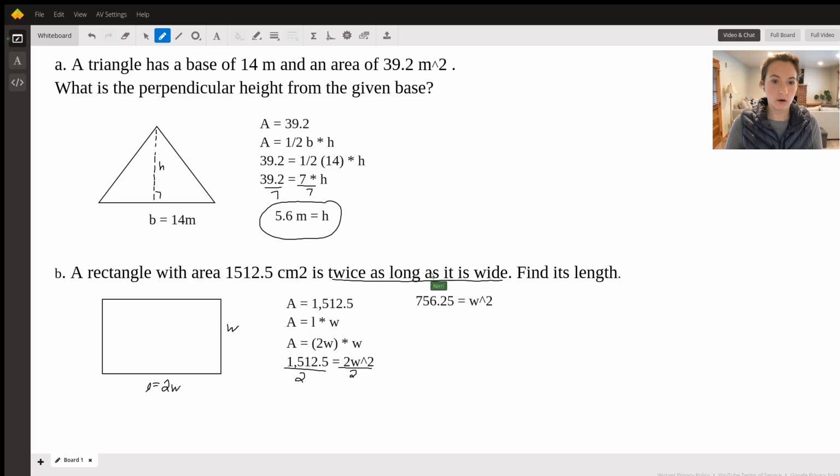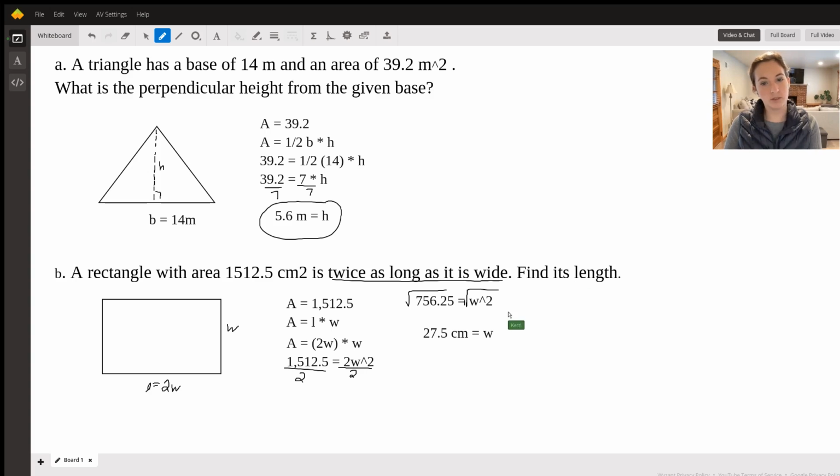From there, I'm going to take a square root to get rid of the square on my w, which will get me my final answer. And I have to type it in correctly to make sure I do that. So I get 27.5 as my width. And then I want to put my units on it here. So this would be centimeters.